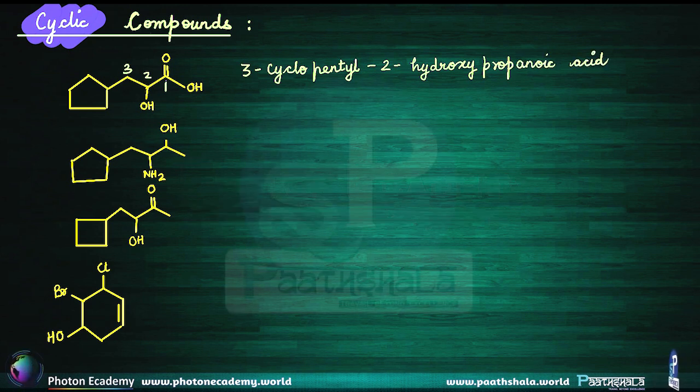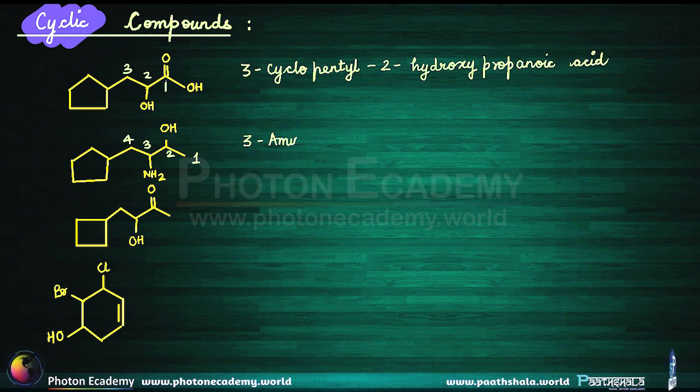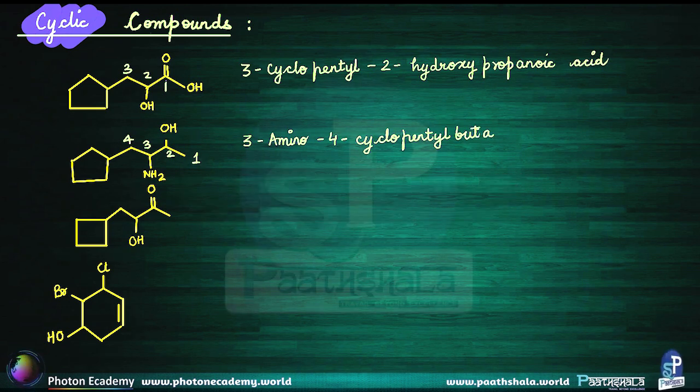In the next one, we start the numbering again from the right hand side. So 1, 2, 3, and 4. Now the name of this will be, at 3 we have amino, 3-amino. Now at 4 there is an attachment of the cyclo ring, that is cyclopentyl. And then we call this butane because of the four carbon chain, and at 2 we have the OH, so 2-hydroxy.